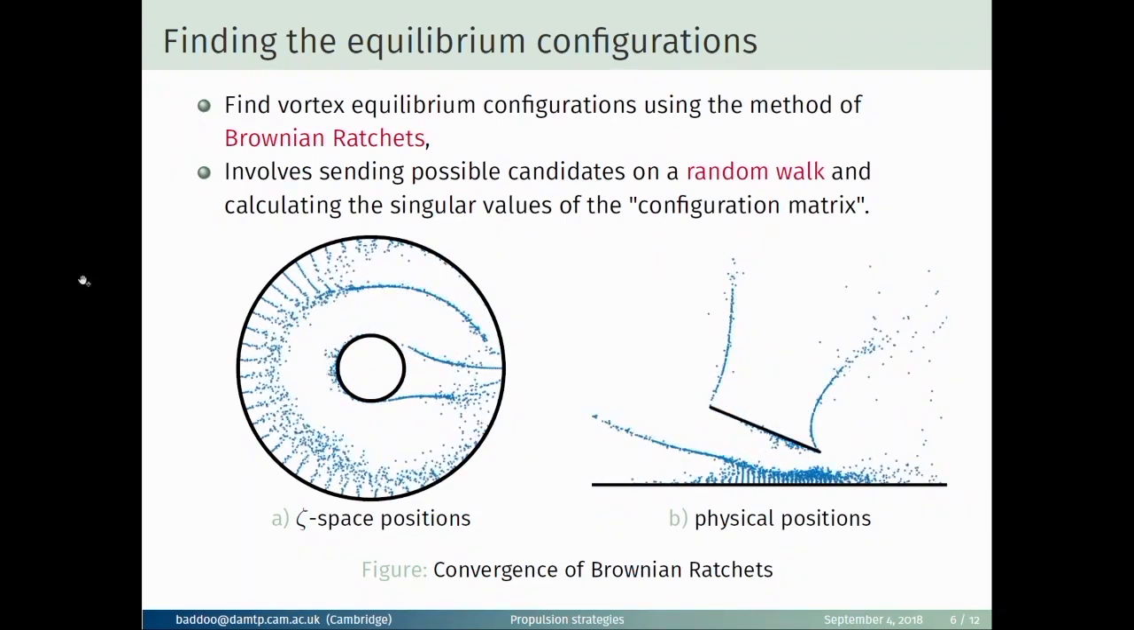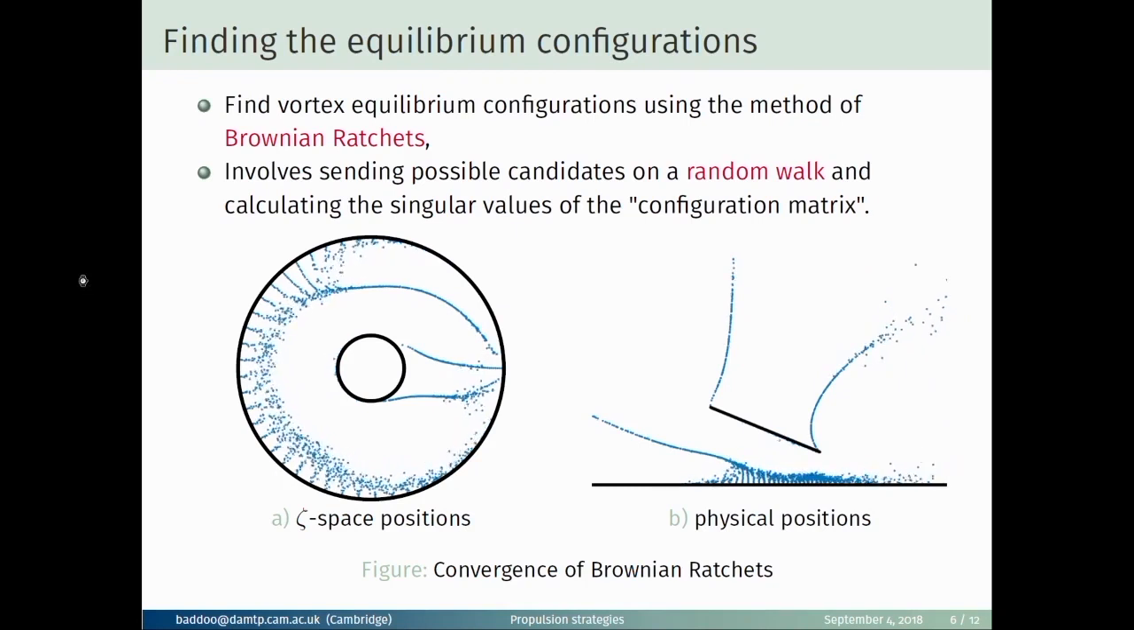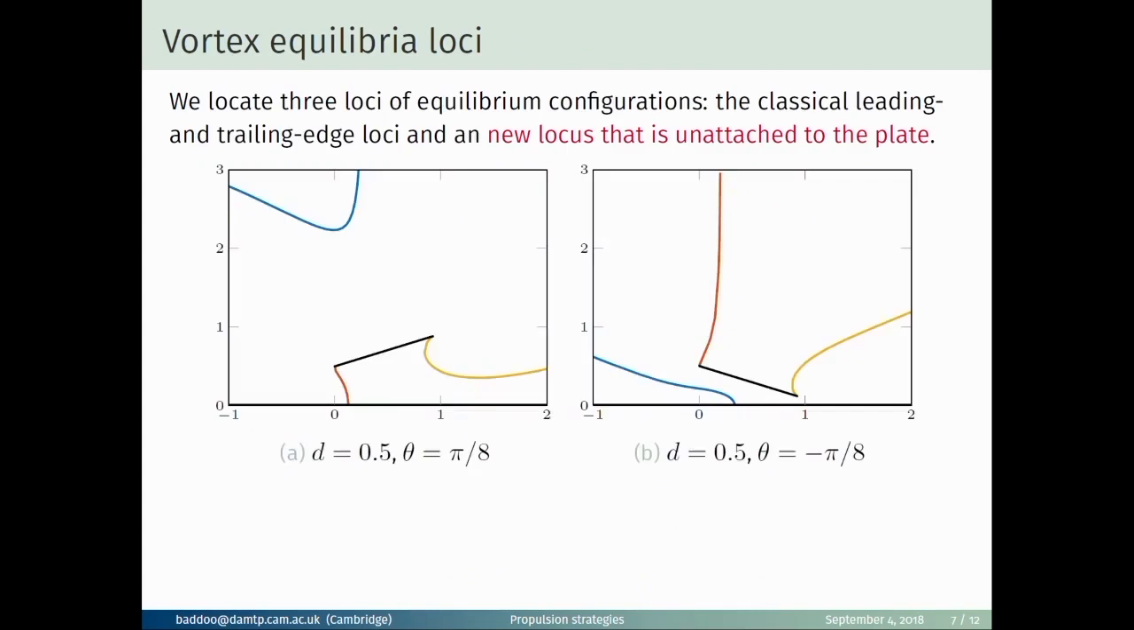So you can see these particles all going on random walks, and very quickly they converge to what appear to be three loci of solutions. And if we were to let the algorithm continue until the singular value was something close to machine precision, then we would see that there are, in fact, three loci of solutions. So in contrast to the classical case of Saffman and Sheffield, where they just had the leading edge and the trailing edge vortices, there are now these blue ones as well, which are unattached to the plate.